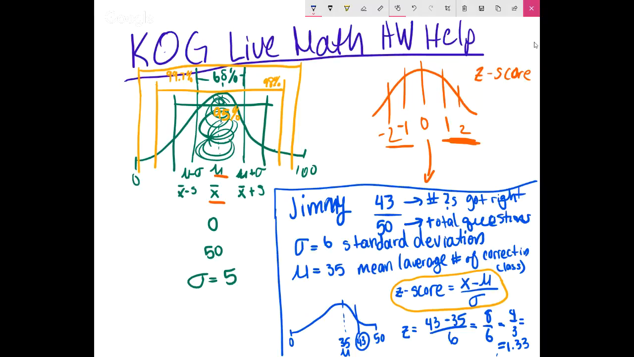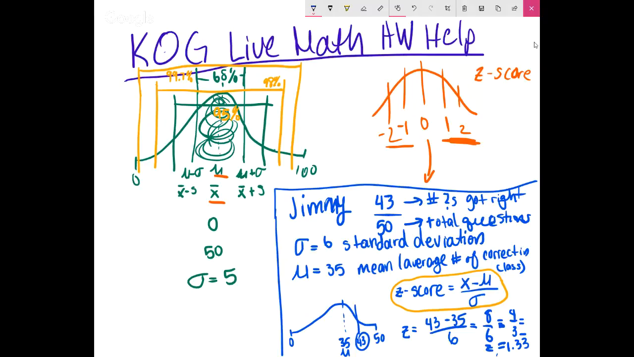1.33. I think z-scores only go out to 2 decimal places. Actually, I think they go out further, but either way, it's just going to be threes. The threes repeat. So there you go. That's the z-score. Bottom corner, z-score. Whew. Any questions? Anyone?